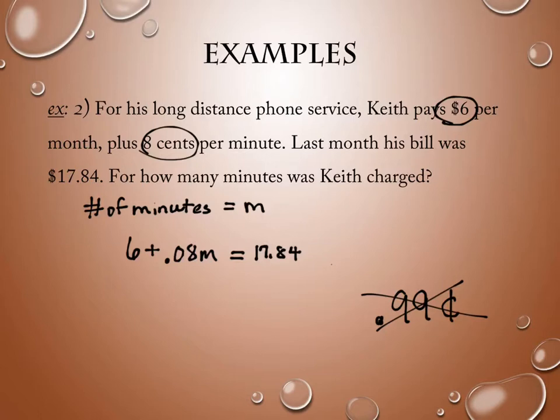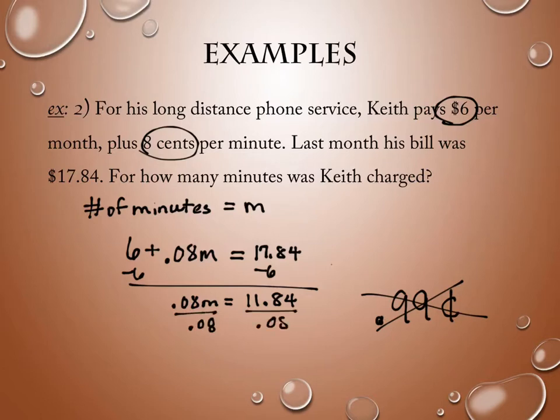This is going to be the equation that allows us to find how many minutes he spent on the phone. So what would we do first? Subtract the 6, good. So I have 0.08 M equals what? 11.84. And then divide by 0.08. Hope you have your calculator. That's not one I'm going to do in my head. What would M be?